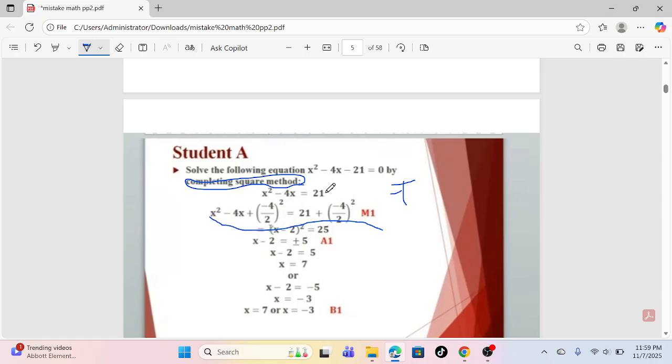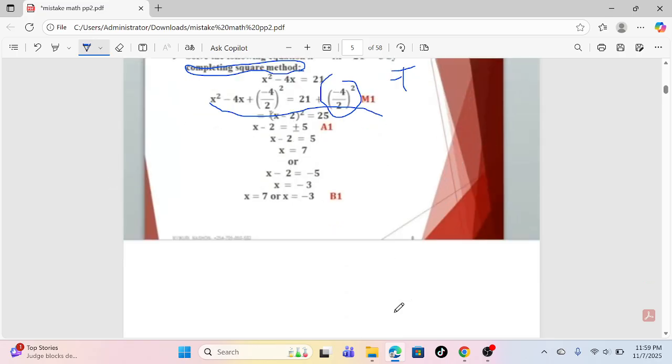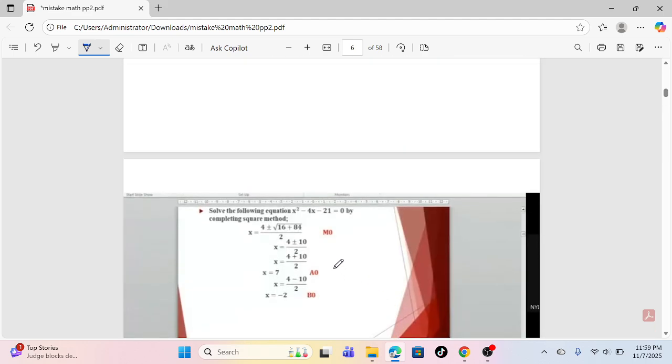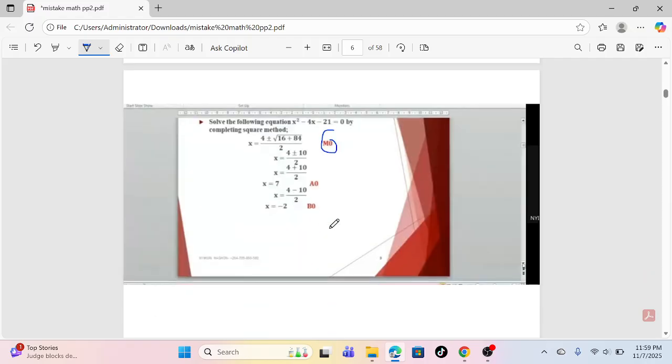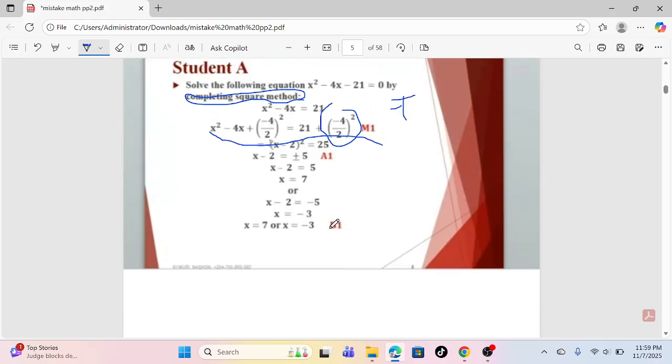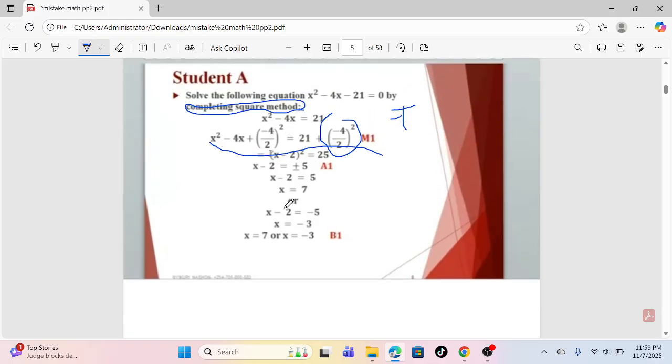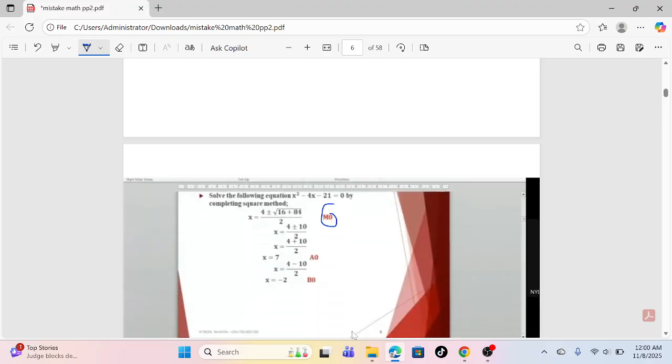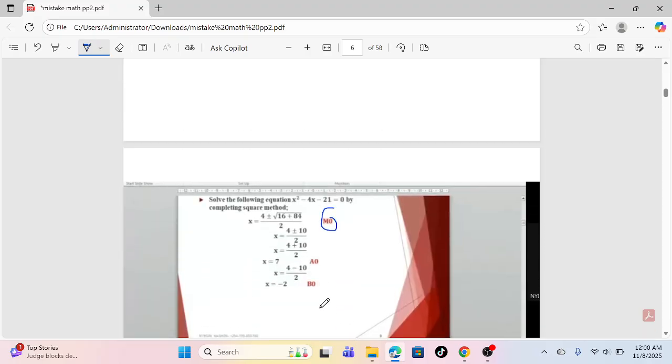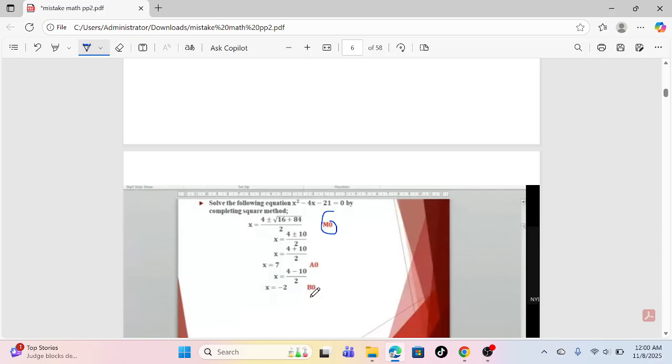So this shows us what method was used, the method of completing the square. So student A got all the marks. Look at student B now. Student B used the formula. So already he has lost the method mark. Even if the answer is correct, here the answer is 2, and here the answer is x equals negative 2 also. Even if the answer is correct, the student will score nothing.